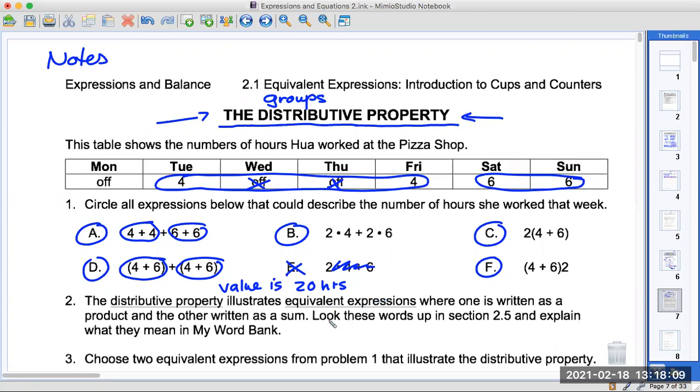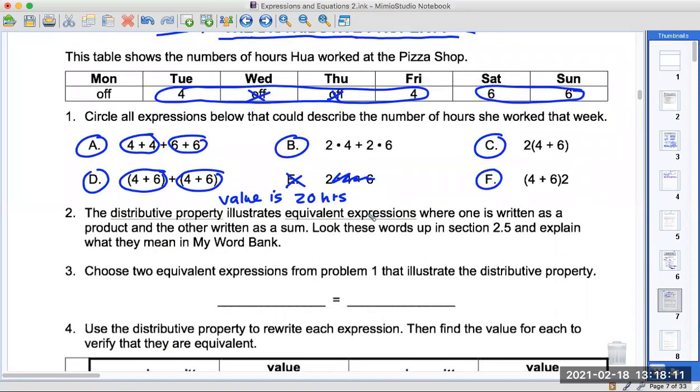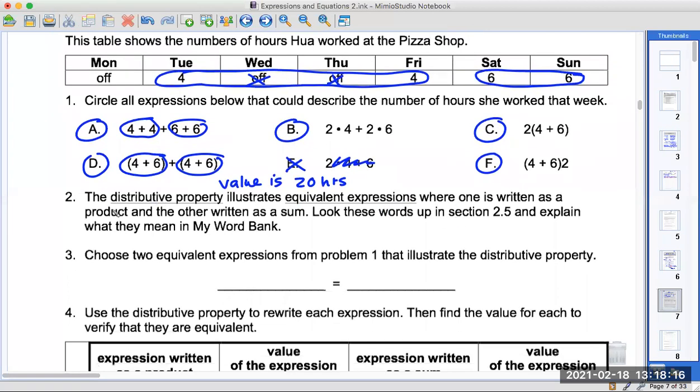Okay. The distributive property illustrates equivalent or same expressions where one is written as a product, which is multiplying, and the other as a sum. Notice multiplying, and here it's all sum, right? Sum, product. This is also a product because we're multiplying 2 times whatever is inside the parentheses. This is a product because we're multiplying everything inside the parentheses times 2.